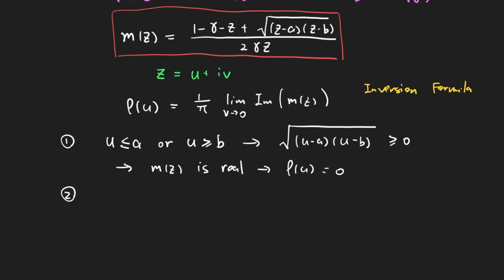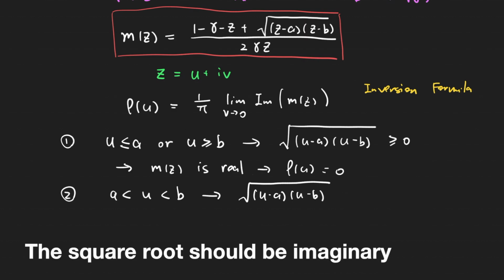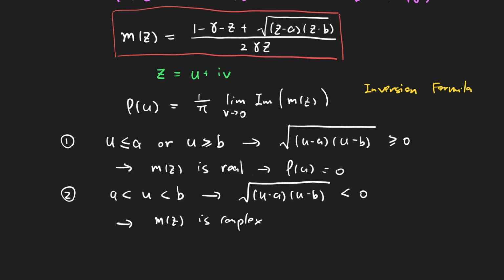And for scenario 2, we consider the case where u is greater than a and smaller than b, right? So this is the case where the square root of (u minus a) times (u minus b), the square root term will be smaller than 0. Now m of z is complex. It means that it has an imaginary part. So let's take a look, right? So m of z basically becomes, we can separate out the real and imaginary part directly.